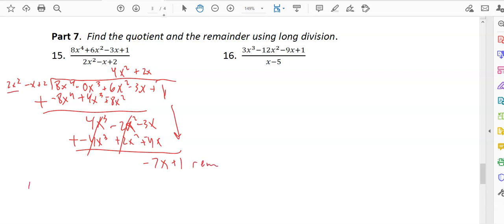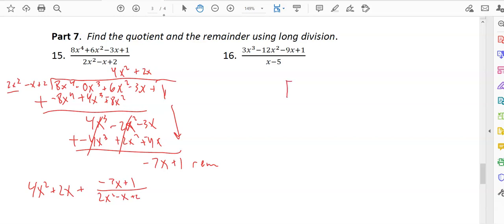So my answer, my quotient, is 4x squared plus 2x plus a fraction, negative 7x plus 1, which is my remainder, divided by my divisor, which is 2x squared minus x plus 2.